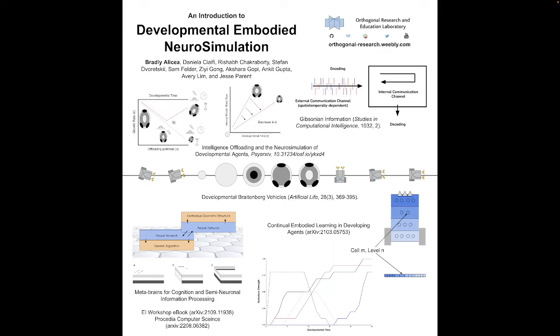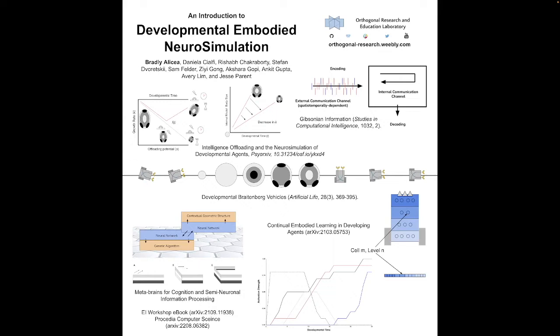And we have about 10 other people who are co-authors who worked on this to various degrees over the past several years. So this is a poster showing the work involved in this developmental embodied neurosimulation approach. It's a series of papers and other types of conceptual summaries of what we've been doing. So we'll start from the upper right hand corner, we'll move around clockwise.